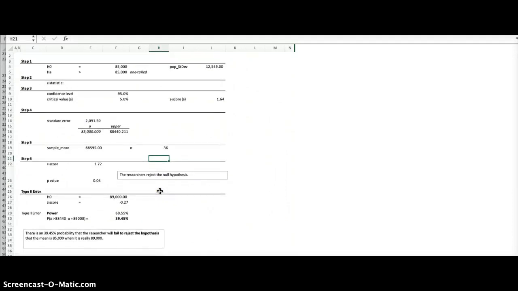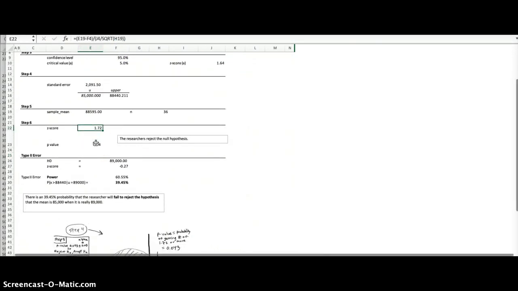Okay, so step 6. We are going to calculate the z-score, which shows how many standard deviations we are above or below our hypothesized mean. I'm going to subtract 85,000, which is our hypothesized mean, from the sample mean, and then you divide it by the standard error, which is basically the same thing I'm doing right here. I'm doing population standard deviation divided by square root of 36, which is basically, I could just put this. So in the end, I have the z-score of 1.72.